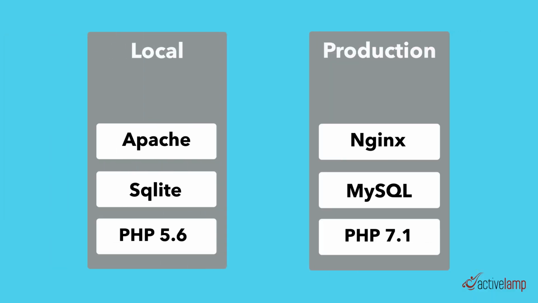The disparity doesn't end with different technology platforms. What about specific versions of technology? For example, running PHP 7.1 on production, but your local environment is running PHP 5.6. In that scenario, you'll most likely run into problems once you deploy to the production environment. There are breaking changes between those two versions of PHP.